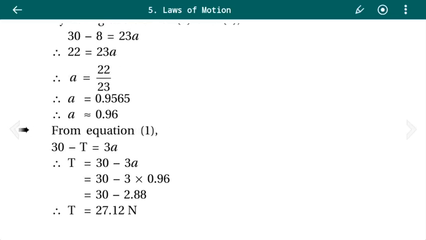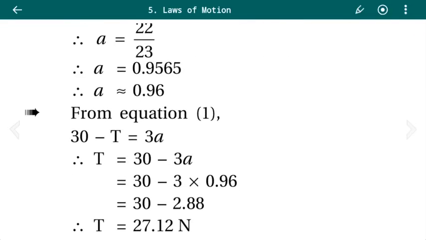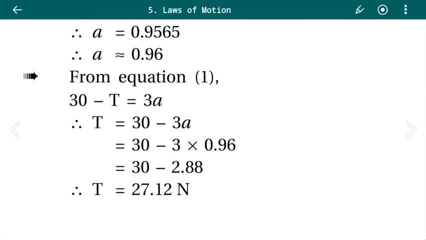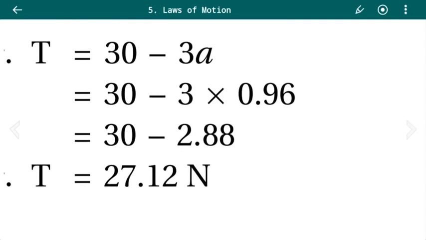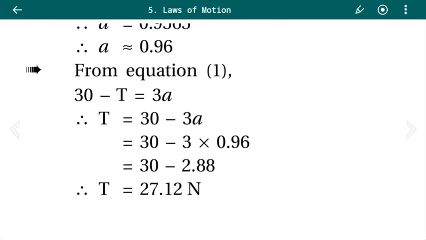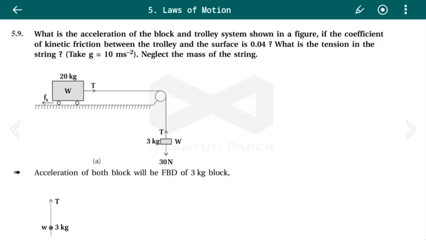Now we need to find the tension. So putting the value of a in either equation 1 or equation 2, we can write 30 minus T equals 3a. Taking T as the subject, we get 30 minus 3a equals T. Put the value of a, which equals 0.96. So it will be 30 minus 3 into 0.96 equals 30 minus 2.88, which equals 27.12 Newton. So the value of the tension prevailing in the string is 27.12 Newton. So students, you may copy down this numerical.